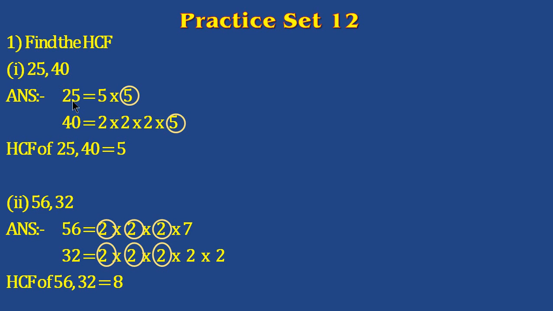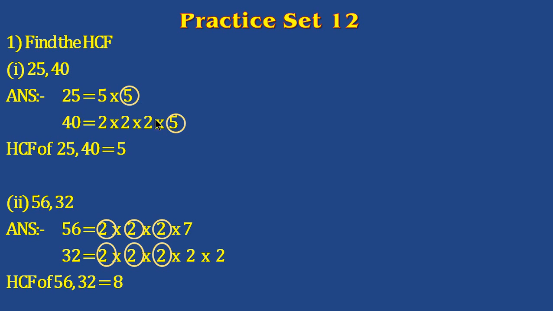Now what you have to do is prime factorize 25. 25 can be written as 5 into 5. 40 can be written as 2 multiplied by 2 into 5. Now to find out the HCF, we will find out the common factors between 25 and 40. You can see 5 is common in both.